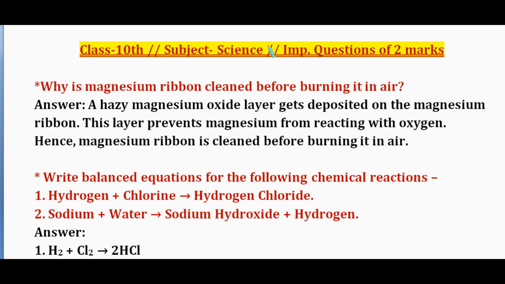Class 10th, subject science, important questions of 2 marks for board exam. Let us see the questions. Why is magnesium ribbon cleaned before burning it in air? A hazy magnesium oxide layer gets deposited on the magnesium ribbon. This layer prevents magnesium from reacting with oxygen, hence, magnesium ribbon is cleaned before burning it in air.